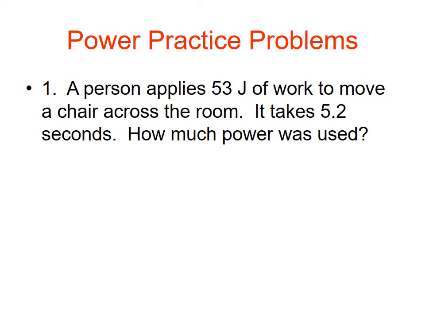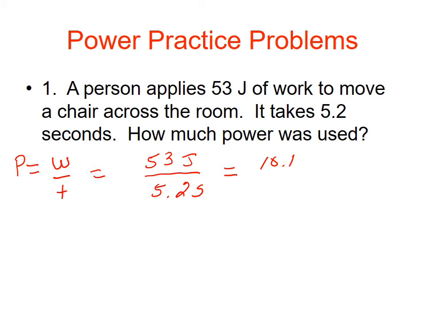So now we're looking at the power practice problems from our notes. Number 1 says that a person applies 53 joules of work to move a chair across the room. It takes 5.2 seconds. How much power was used? So power is equal to work divided by time. So that would be 53 joules of work divided by the time of 5.2 seconds. And when I divide that out, I get 10.19, and the unit is going to be joules per second of power.